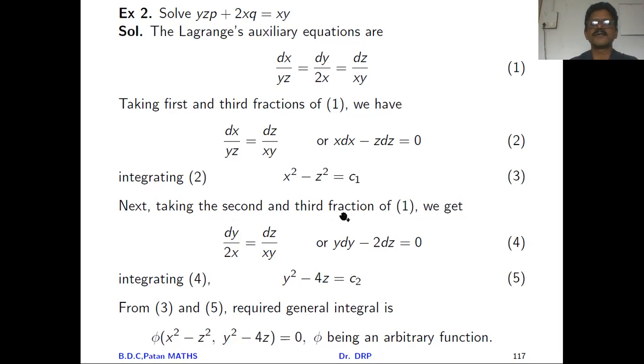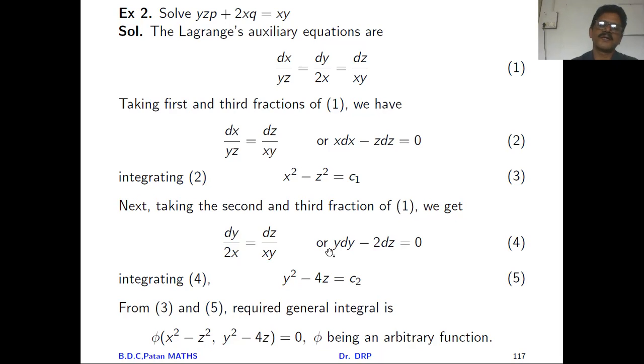Now taking the second and third fraction, shift y here, and xy gets cancelled. So there you will get 2 dy upon 2x equal to dz upon xy. Here friends, x gets cancelled. Shift this 2 here and y here. So it gives y dy minus 2 dz equal to 0. Integrating it, you again multiply by 2, and you will get 2y dy minus 4 dz equal to 0.